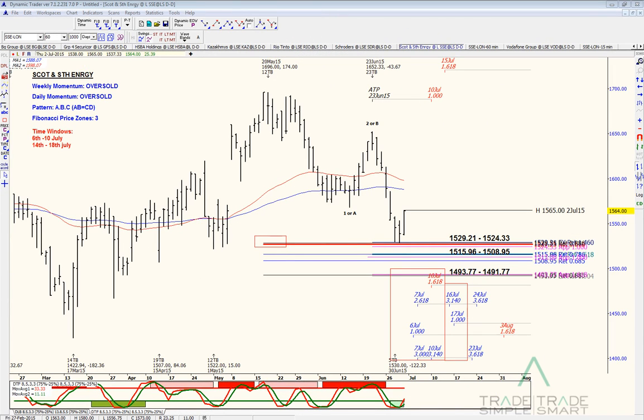It is the 3rd of July 2015, and today we're going to be looking at the FTSE 100 stock, Scottish and Southern Energy. Scottish and Southern Energy has been in a steady uptrend from the 17th of March right up until the 20th of May. We then saw a correction from the downside, which has unfolded in 3 steps, which many refer to as the ABC or AB equals CD correction.